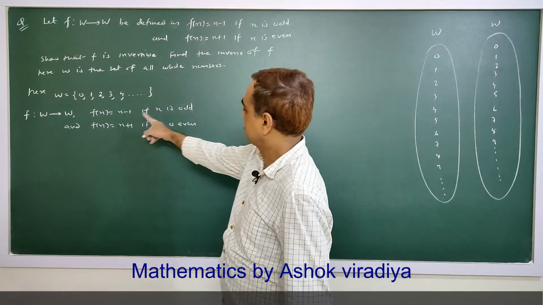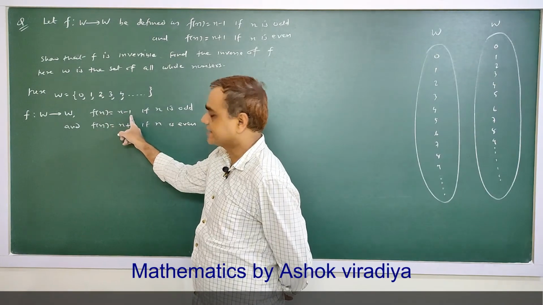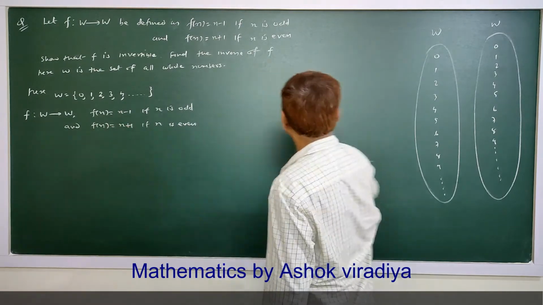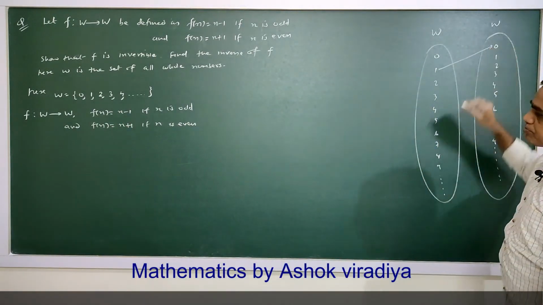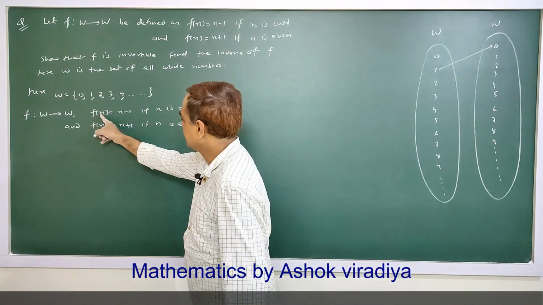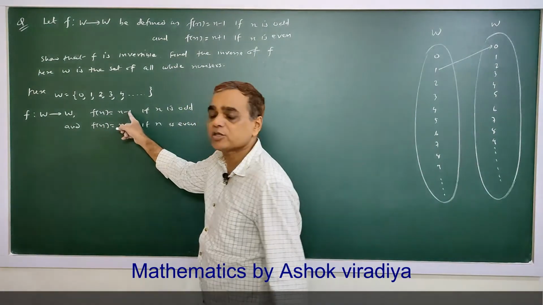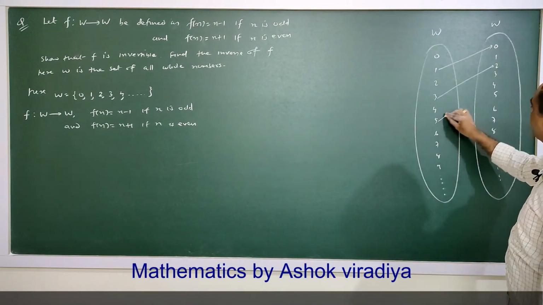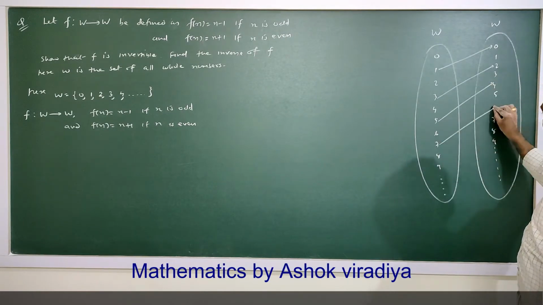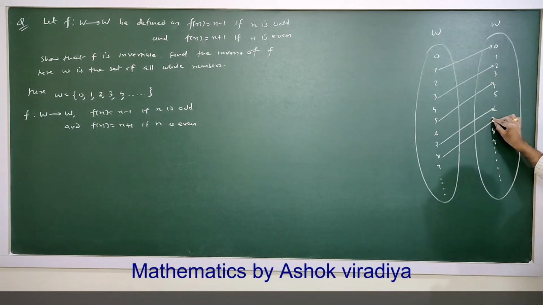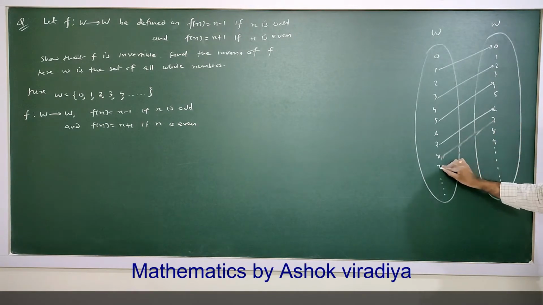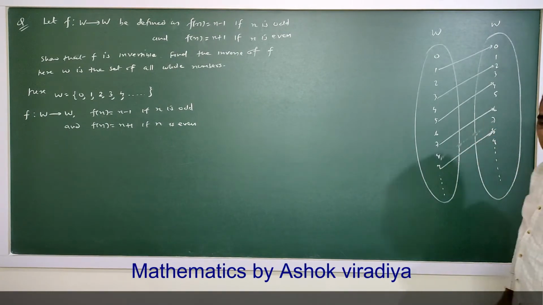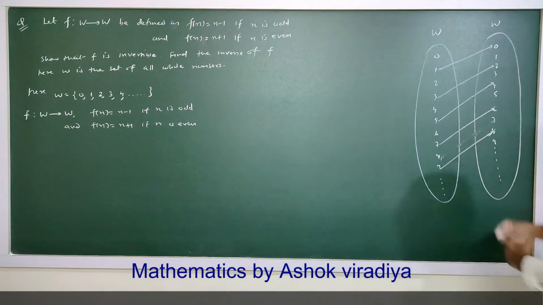If the input is odd, the output is 1 less. See, if you keep 1 here, f of 1 is 1 minus 1, 0. Image of 1 is 0. If you keep 3, the image of 3 is 3 minus 1, that is 2. If you keep 5, its image is 4. Image of 7 is 6. Sorry, image of 9 is 8. First of all, we are taking odd inputs. For odd inputs, this is happening.